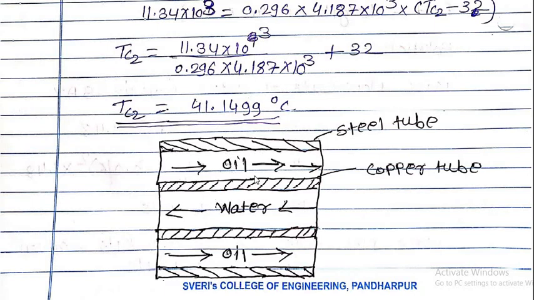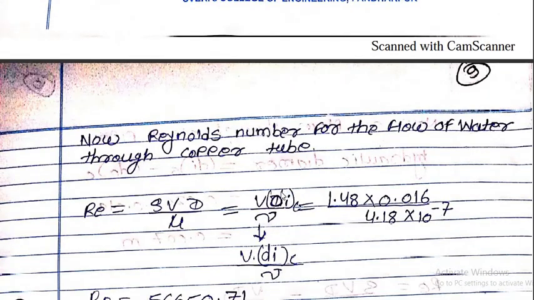We have to draw this diagram so that we will come to know which area or which diameter should be considered for the calculation of properties like Reynolds number and Nusselt number. Now, first of all we have to find out the Reynolds number for the flow of water through the copper tube.